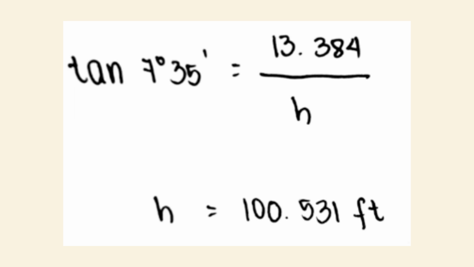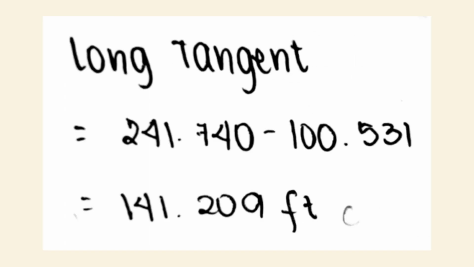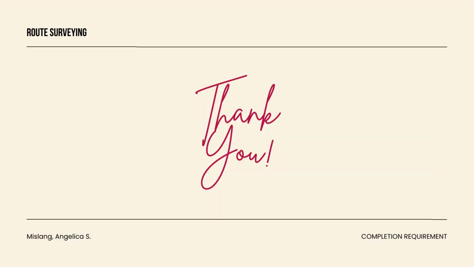Next, tangent 7 degrees 35 minutes is equal to xc, which is 4 multiplied by the length of throw, equaling 13.384 over h. The value of h now would be 100.531 feet. Lastly, for the length of the long tangent, we have 241.740 minus the value of h, which is 100.531. Thus, the length of the long tangent is equal to 141.209 feet.